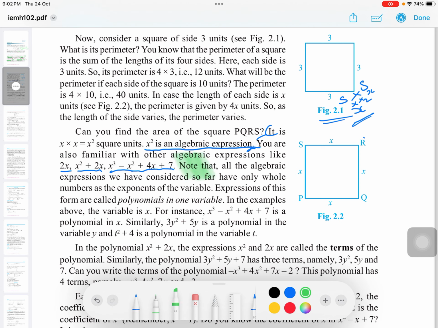So நம்ம வந்து மெயினாக ஒன்று கன்சிடர் பண்ணணும். Note that you have to consider this. Clearly, all algebraic expressions we have considered so far have only whole numbers as exponents of the variables. நம்ம இவ்வளோ நேரமாக 6th இருந்து பார்த்த எக்ஸ்பிரஷன்ஸ் ... we are going to see in this chapter.